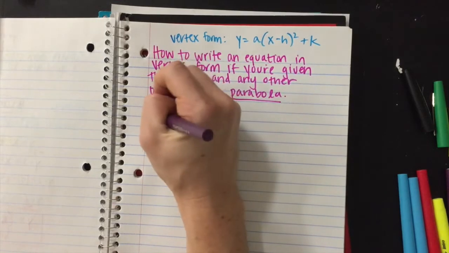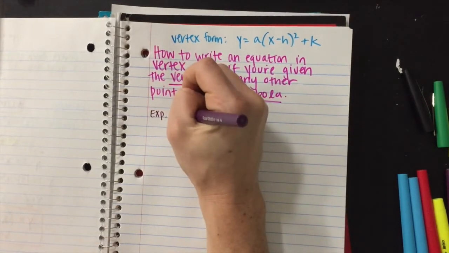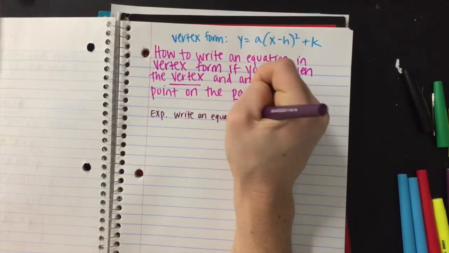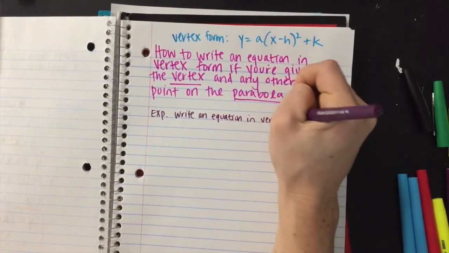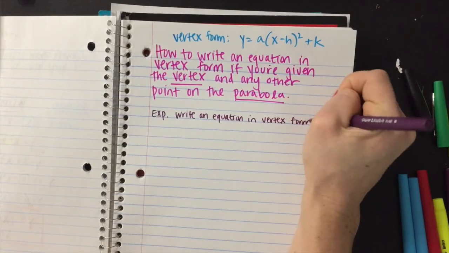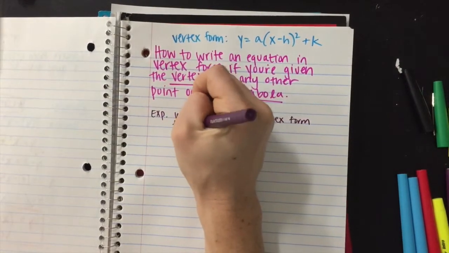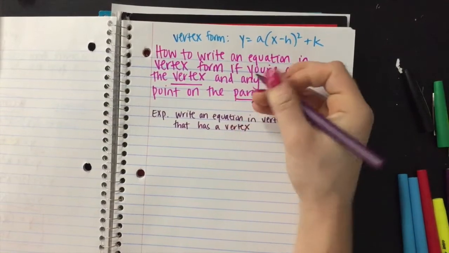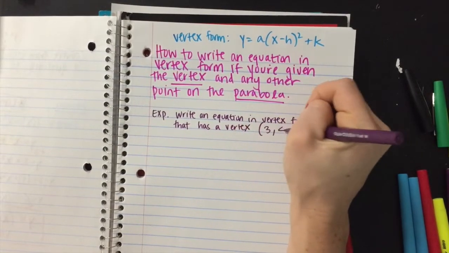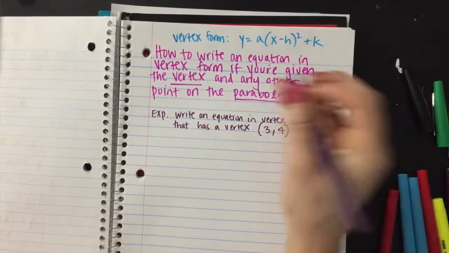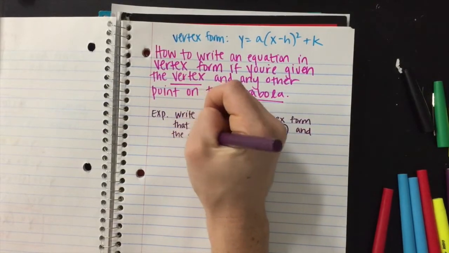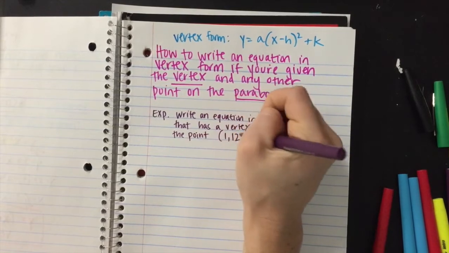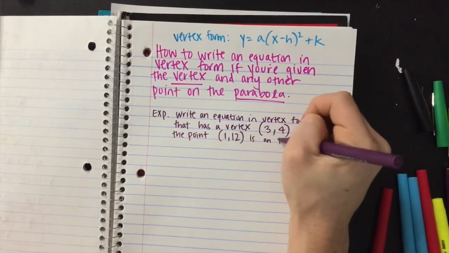So let's write a student example. Write an equation in vertex form that has a vertex of (3, 4), and the point (1, 12) is on the parabola.